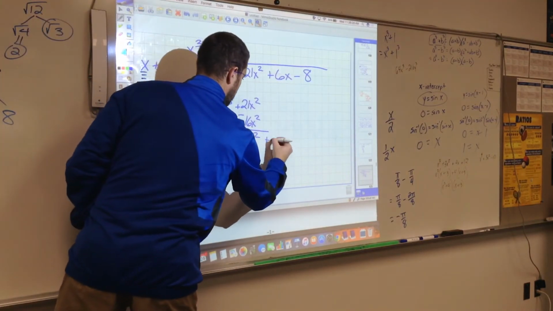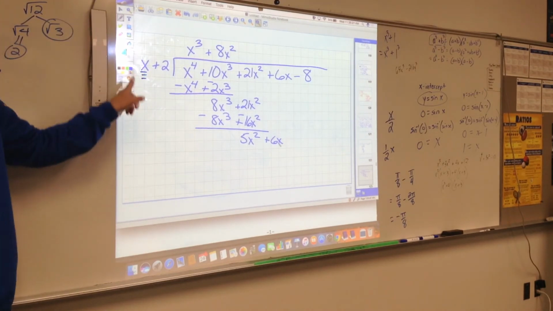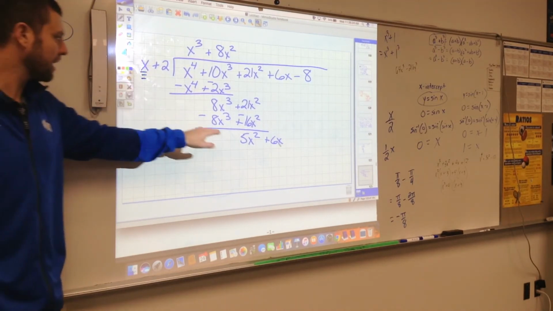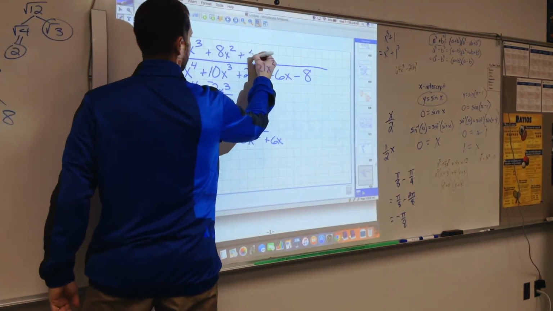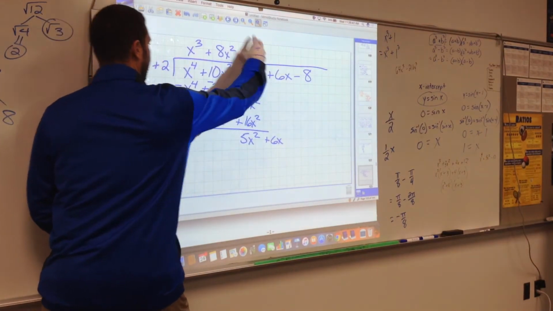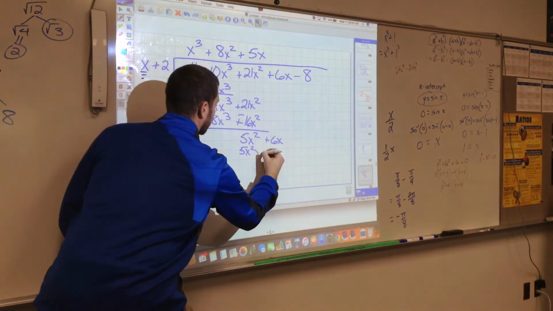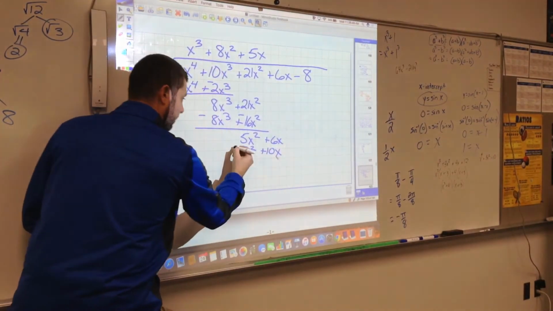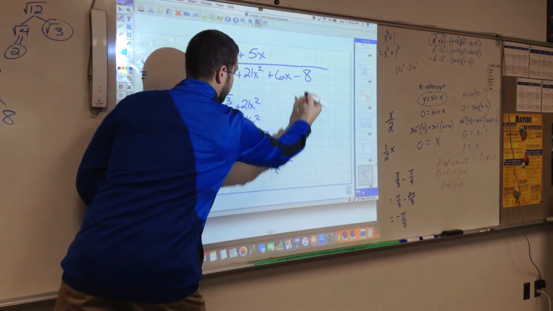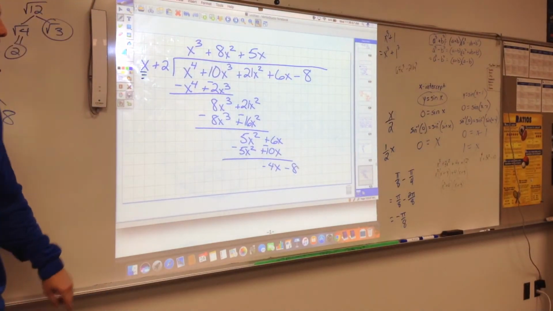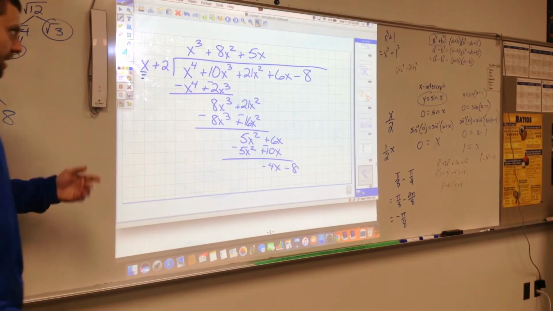Bring down the next term. Okay. Do it all over again. x times what would equal 5x squared? 5x. Then I take this times what's in front. What do you get? 5x squared plus 10x. And then I'm going to, again, subtract, so negative 4x. Bring down my negative 8. And one last time. x times what gives me negative 4x? Negative 4.